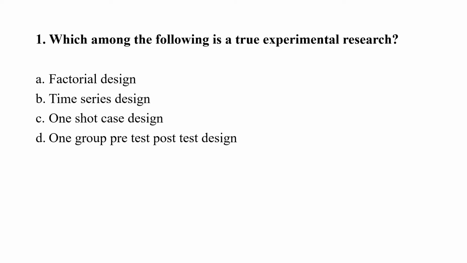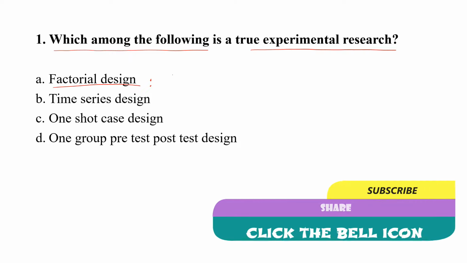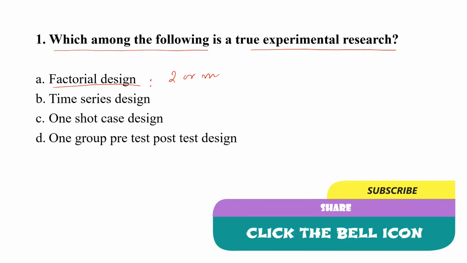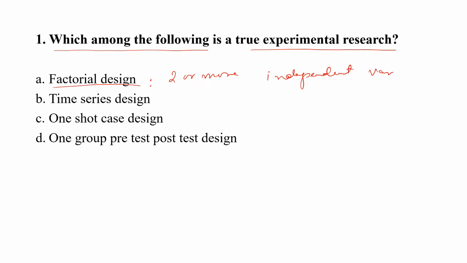Question number 1. Which among the following is a true experimental research? Option A, factorial research. Option B, time series design. Option C, one-shot case design. Option D, one group pre-test, post-test design. Here, what is a factorial design? It is a type of experimental design in which at least two or more independent variables are involved.